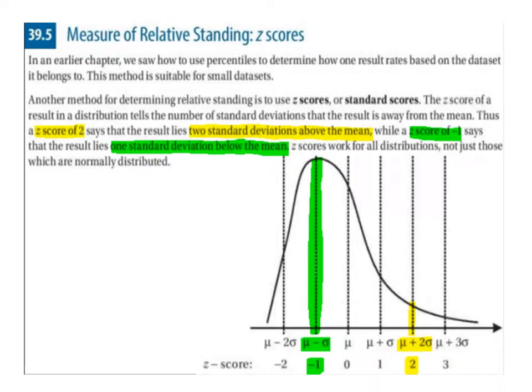The Z-score of a result in a distribution tells the number of standard deviations that the result is away from the mean. Thus, a Z-score of 2 says that the result lies 2 standard deviations above the mean, while a Z-score of -1 says that the result lies 1 standard deviation below the mean. Z-scores work for all distributions, not just those which are normally distributed.